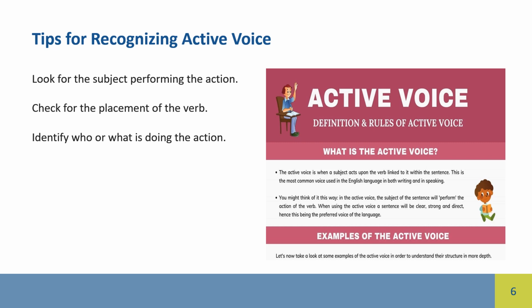What is active voice? The active voice is when a subject acts upon the verb linked to it within a sentence. This is the most common voice used in the English language in both writing and speaking. You might think of it this way: in active voice, the subject of the sentence will perform the action of the verb. When using the active voice, a sentence will be clear, strong, and direct, hence this being the preferred voice of the language.